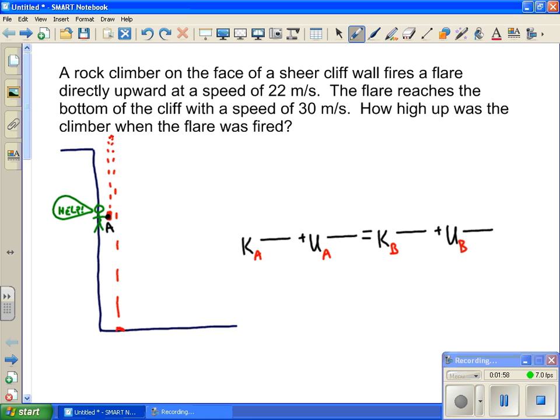So rethinking that question, how high up was the climber when the flare was fired, what I'm trying to answer now is, what is the height of the climber at location A? So I'm going to need to compare that with some other place. And since I do know that the flare reaches the bottom of the cliff with that particular speed, I'm going to choose the landing spot as my location B, because I have some information also about energy there. So those are going to be my two locations, A and B.